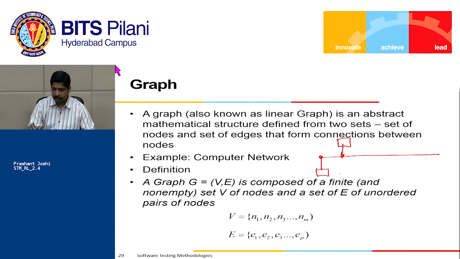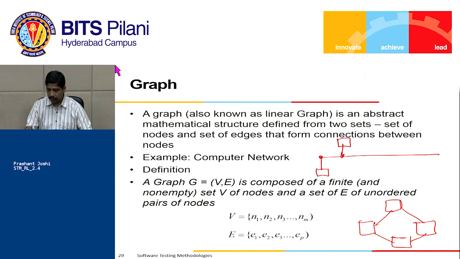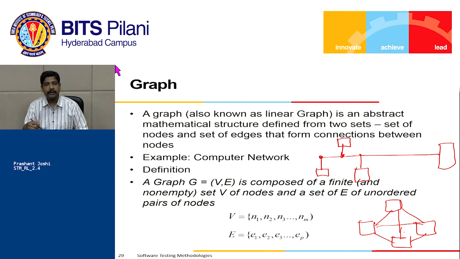This is one way of looking at it. In fact, computers could be connected in this manner as well. And I could have all of them connected with each other. This is all from a computer network perspective. There's a topology that we follow. Typically, this is the topology that we may have when it comes to a LAN or a network.